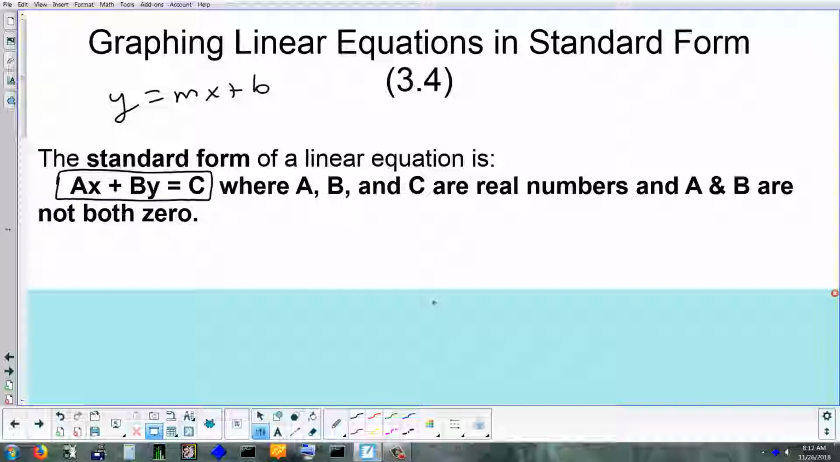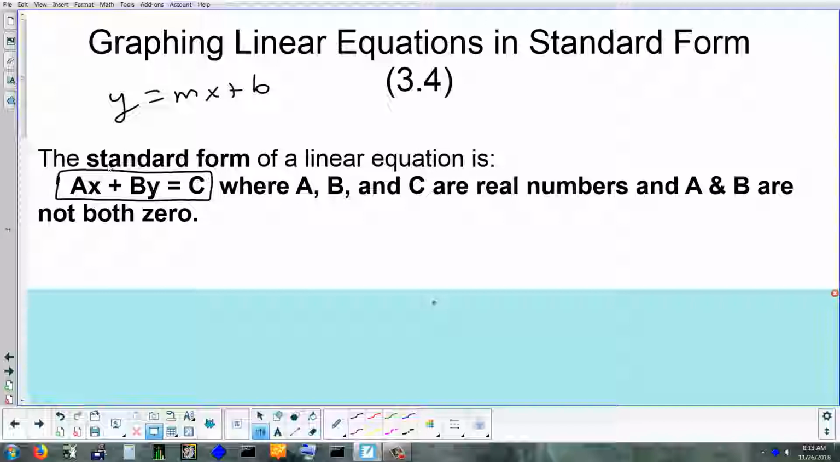Just to make sure people know what that means: real number means you can pick anything you want. You can pick a positive, you can pick negatives, you can pick fractions, you can pick decimals. You pretty much can pick anything you want. The only thing you can't do is say, well, I'm going to let A be 0 and I'm going to let B be 0. You can't let them both be 0, because then you'd be wiping everything out. You wouldn't have anything left.